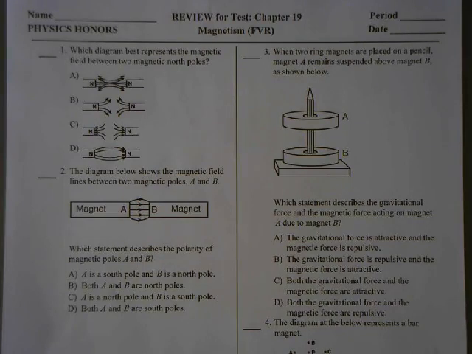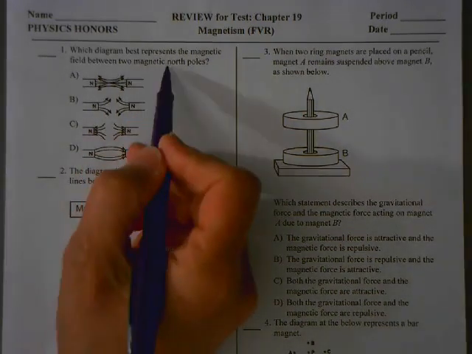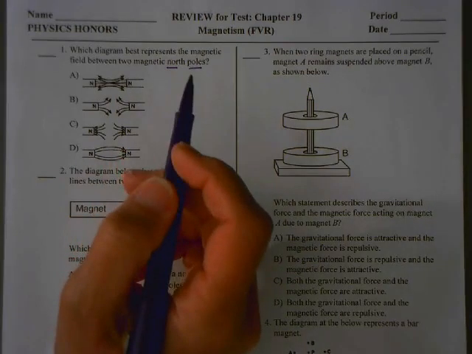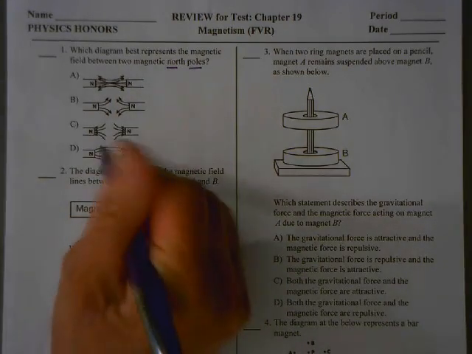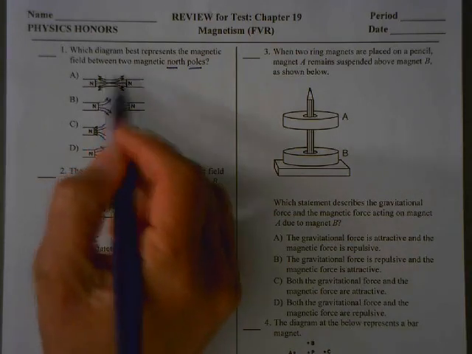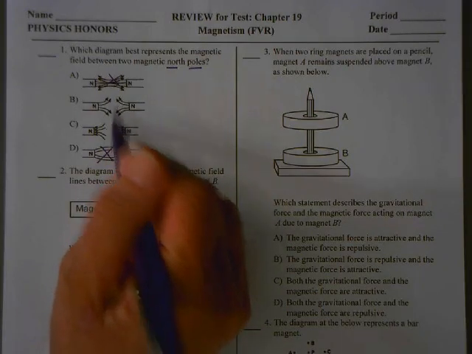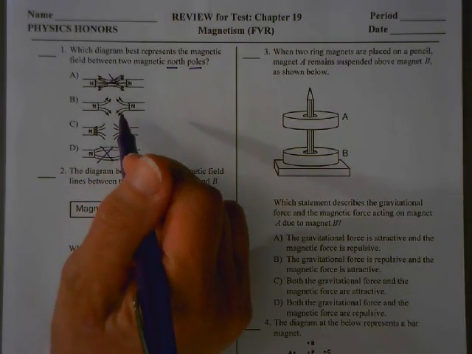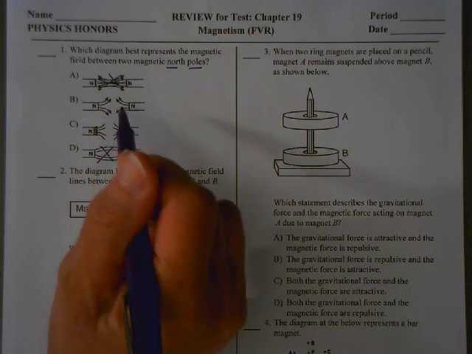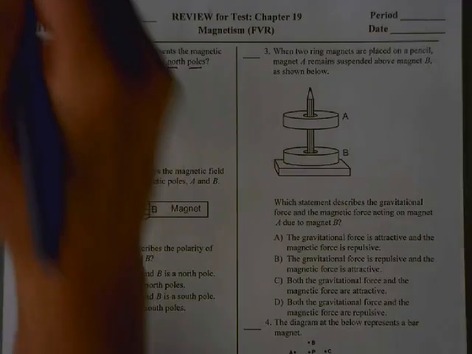All right, so question number 1, it says, which diagram best represents the magnetic field between two magnetic north poles? First of all, we know that like charges repel one another. It says two north poles, so there's going to be repulsion. So this is attraction, and this is nothing. So now we're looking at B and C, okay? Also we know it goes out of north and into south. So the answer is going to be B.